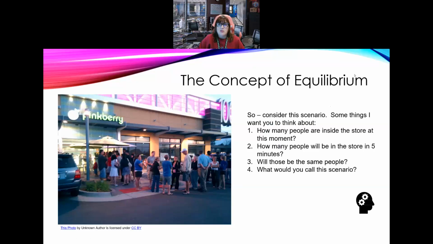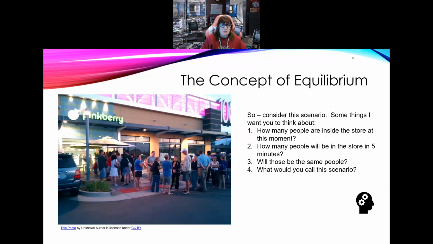All right, so let's talk about this concept of equilibrium. I have a picture here, and my point in showing you this picture is I want you to think about a couple of things. Can you tell me specifically how many people are in that store at this time? Chances are no. It depends on how big the store is and what the fire code says for how many people can be in there. But based on the length of that line that exists, would you expect that the number of people in that store in 5 minutes would be significantly different? I would guess no.